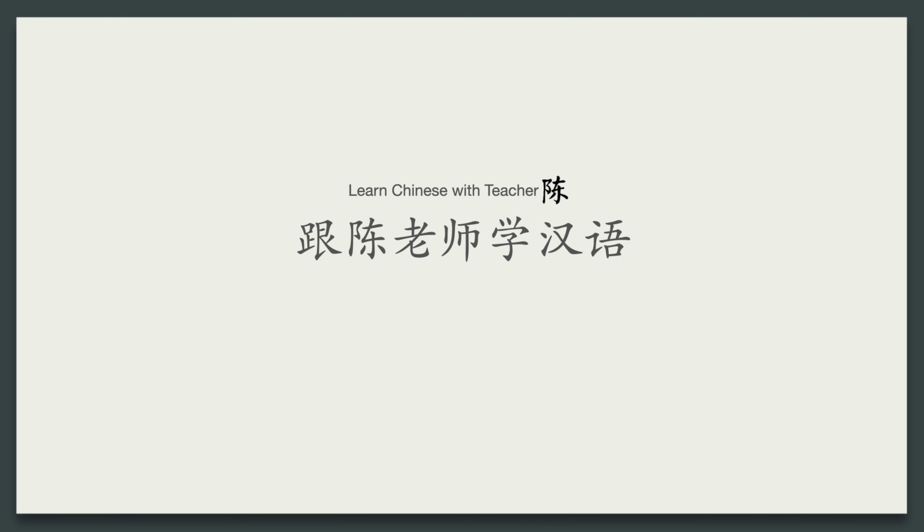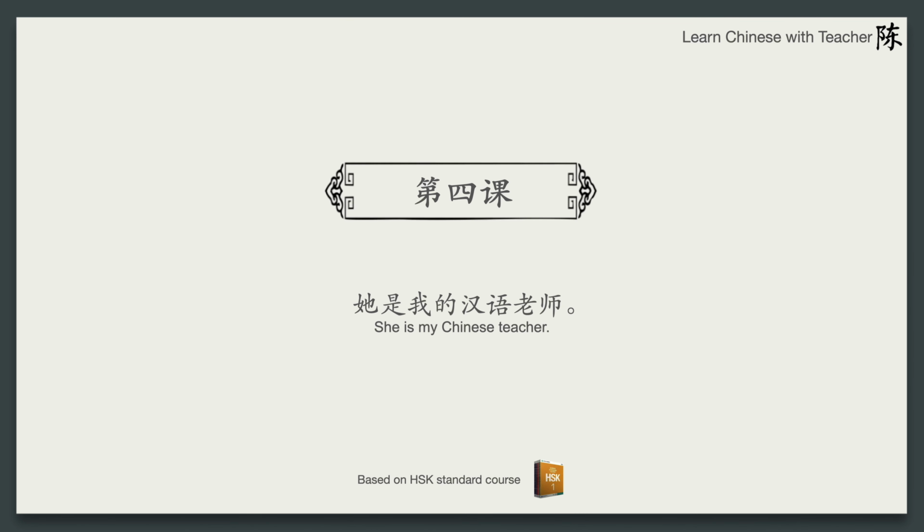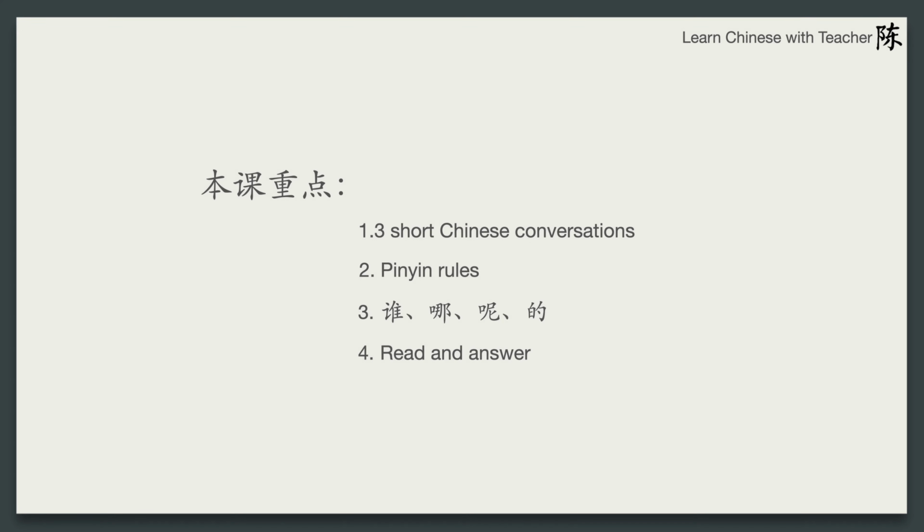大家好，欢迎来到跟陈老师学汉语第4课。他是我的汉语老师。In this lesson, we'll learn 3 short Chinese conversations, and then we'll learn Chinese pinyin rules. Next, we'll learn shui, 哪儿, ne, and de. Last is the reading practice.